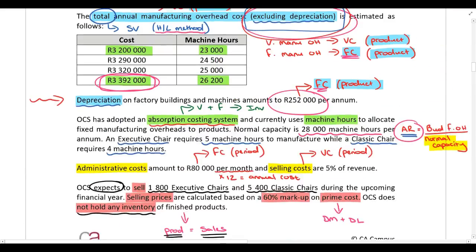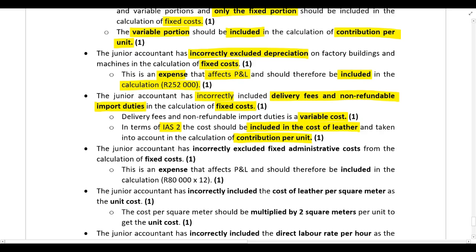Go back. There is one other fixed cost that he has not taken into account, and that is the admin costs over here. So the admin costs should be included in the calculation, and not the monthly admin cost of 80,000 Rand, but the annual cost should be included in the calculation. All right, so he's incorrectly excluded the fixed admin costs from the calculation of fixed costs. This is an expense that affects profit and loss and should therefore be included in the calculation.